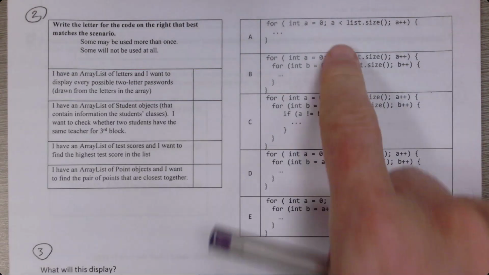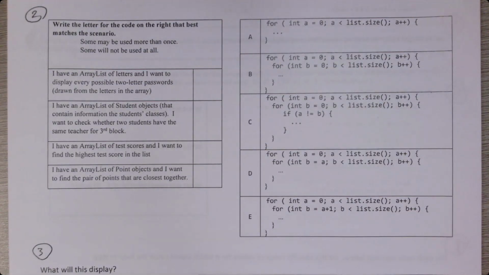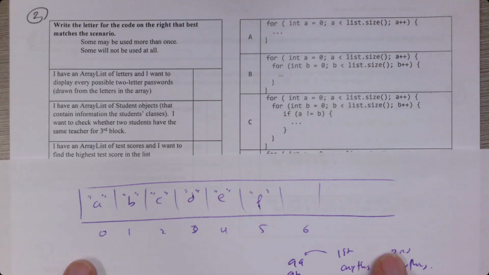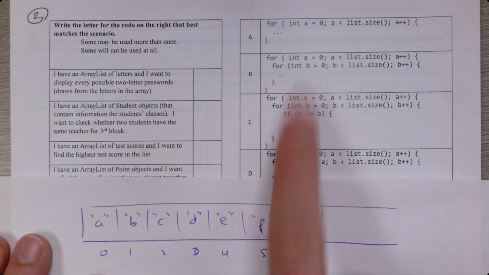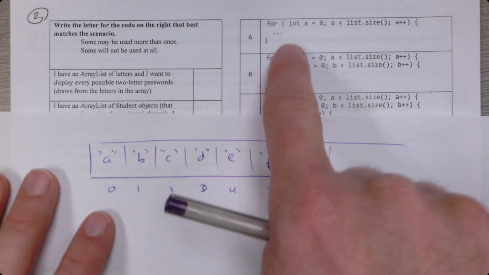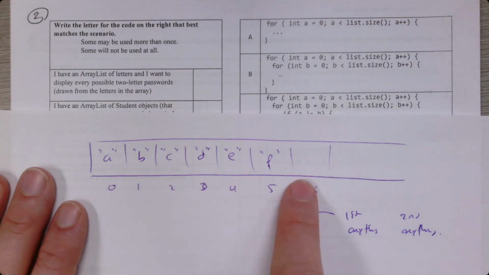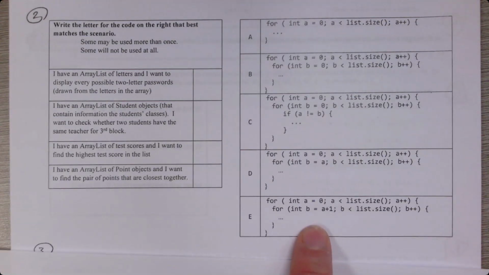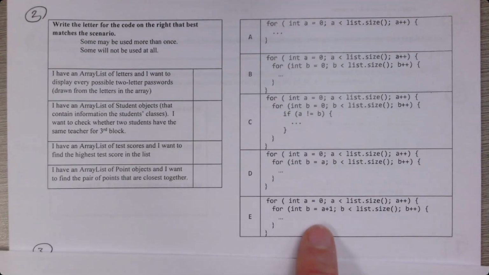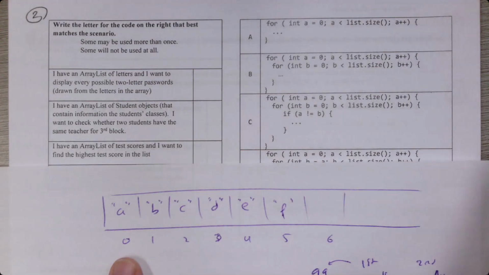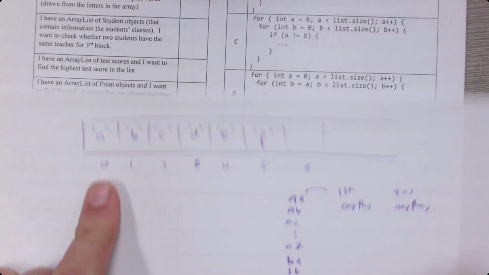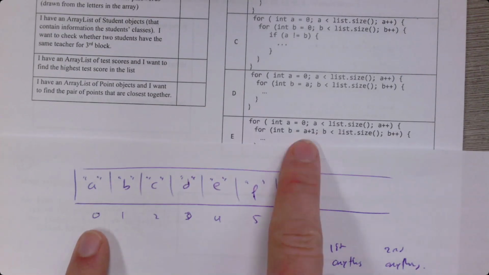Okay, so which of these patterns would give me that if I'm looping over the array? It seems like because I have two things that need to change independently of each other, I'm going to need some nested loops. This first one isn't going to work because I'm just looping over each thing one at a time. This last one also wouldn't really make sense because this is if I'm using A to be the location of the first letter and B to be the location of the second letter.